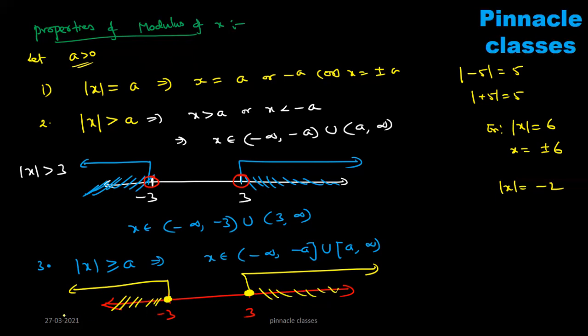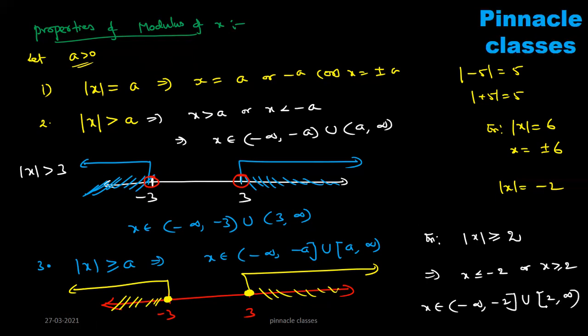Like that. Example, I'm writing C: modulus of x greater than or equal to 2, for example. What is the meaning? x less than or equal to -2, or x belongs to the closed interval from -infinity to -2, union the closed interval 2 to infinity. So please observe this one. Examples 2 and 3, property C. Based on these properties, I'm giving examples like that.